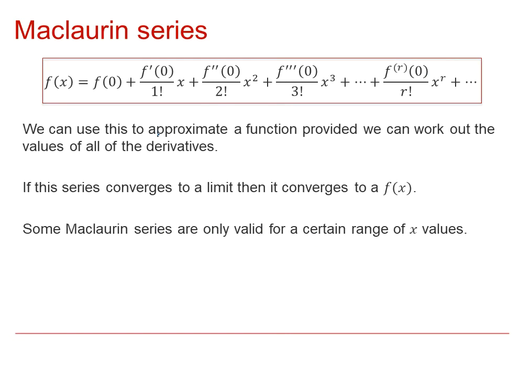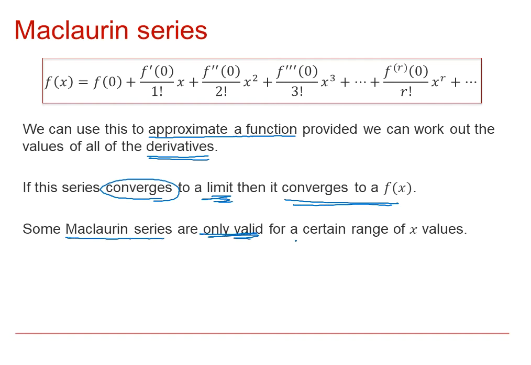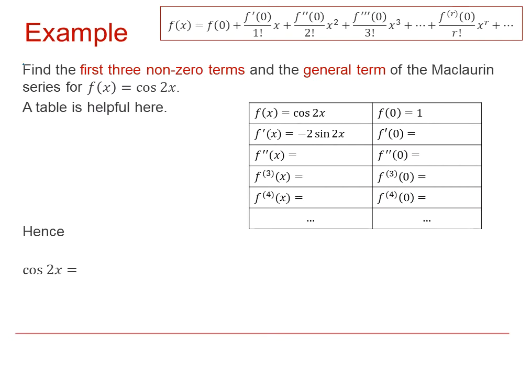We can now use this general Maclaurin series to approximate a function, provided that we can work out the various derivatives of the function when x is 0. If the series converges to a limit, then it is converging towards f of x. And some Maclaurin series are only valid for a certain range. So in this example we want to find the first 3 non-zero terms using the general Maclaurin series of f of x equals cos 2x.